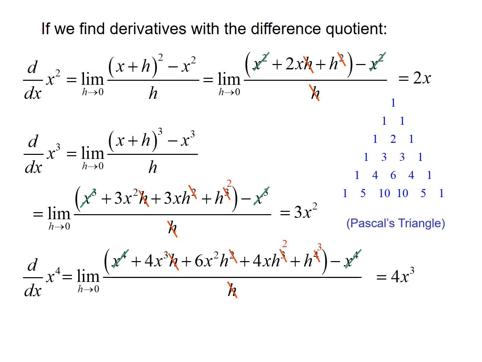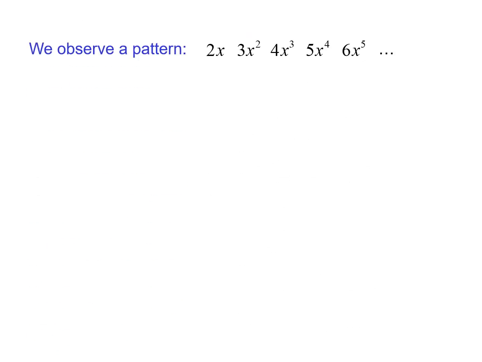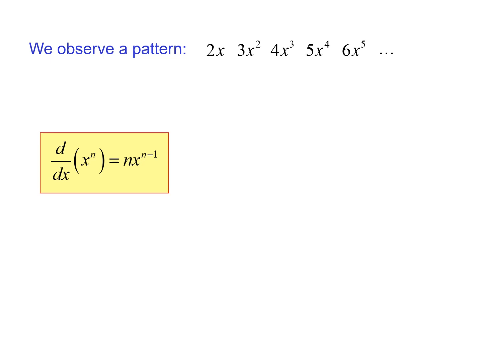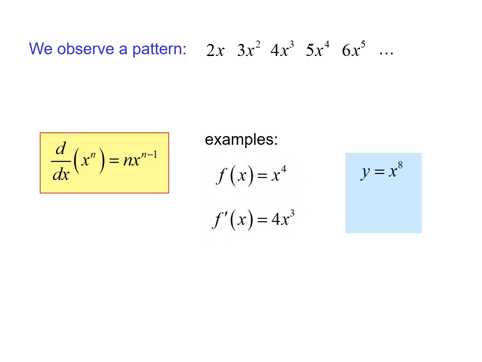And hopefully you're seeing some sort of a pattern here. We get 2x, 3x squared, 4x cubed. If we went on, we'd get 5x to the fourth, 6x to the fifth. So in general, the derivative of x raised to any number n is n times x to the n minus 1, meaning bring the exponent down and reduce the exponent by 1. So derivative of x to the 8th would be 8x to the 7th. We call that the power rule.